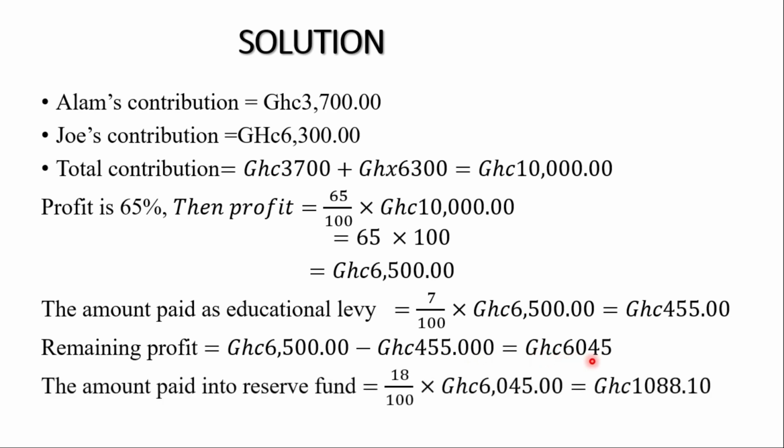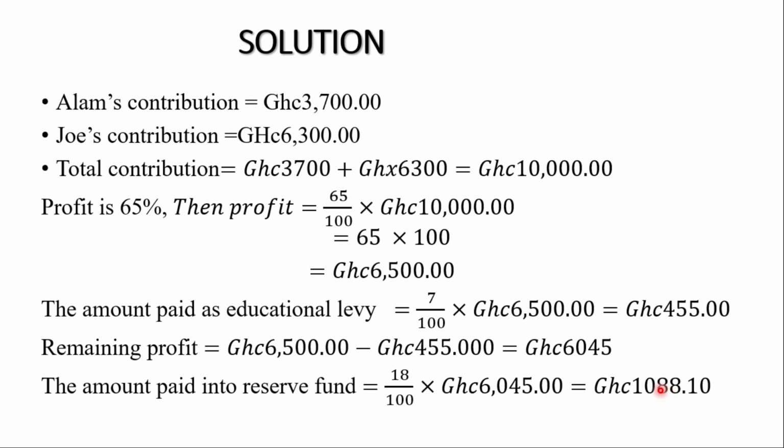The remaining was also paid as reserve fund, 18%. So 18% means 18 over 100 multiplied by the remaining profit. Get that? After you have paid the educational levy, your profit reduced totally. So you take the amount you remove from the profit and pay to the educational levy. What is left? You take 18% of it, and now you pay that as your reserve fund.